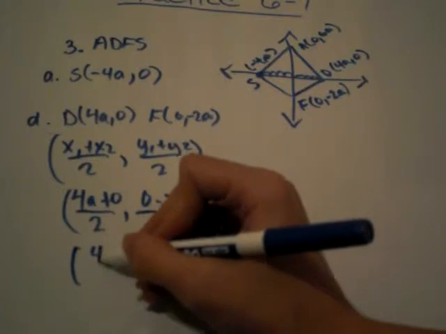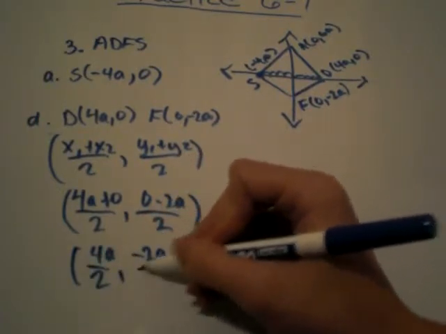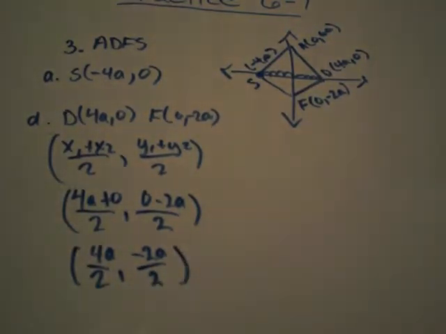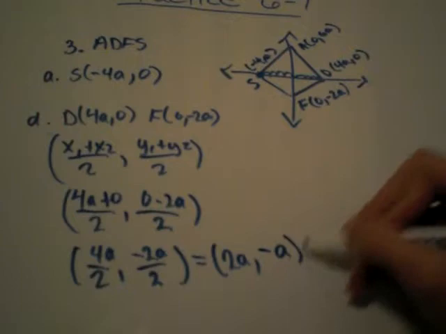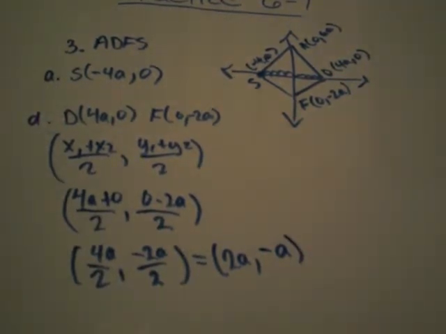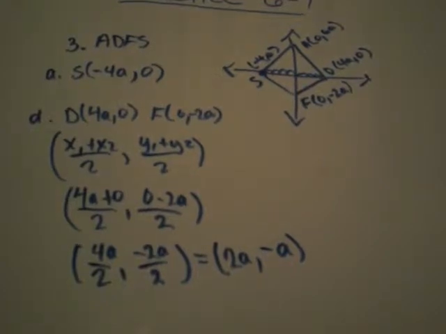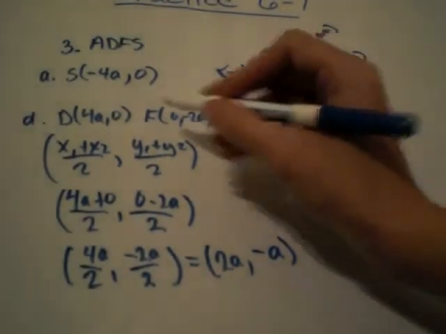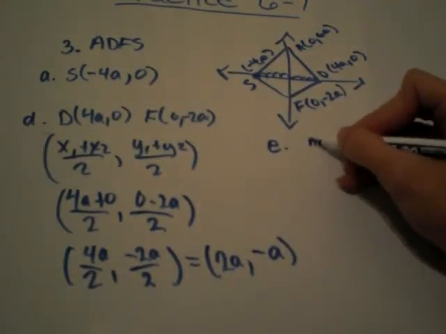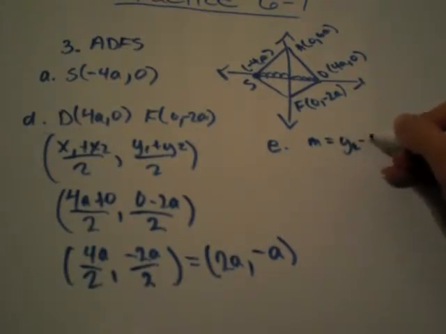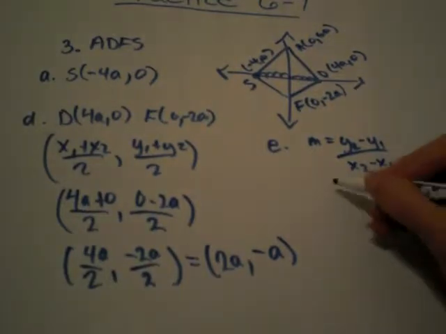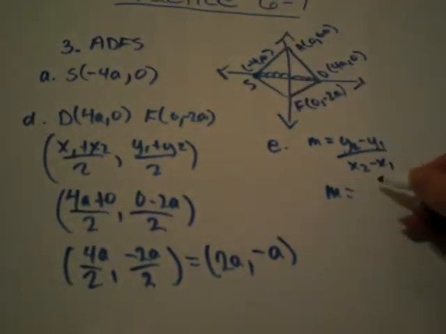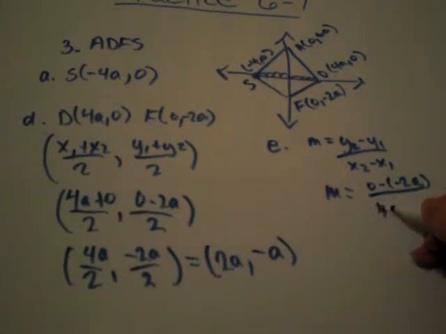And that reduces to 4a over 2, negative 2a over 2. And 4a over 2 is the same as 2a, just doing 4 divided by 2, and this will be negative a. Negative 2 over 2 reduces to negative 1. Okay, so there's our midpoint: positive 2a, negative a for the y. For our slope for part E, we're using the same points, D and F, and we want to find a slope, which again is y2 minus y1 over x2 minus x1. So our slope is 0 minus negative 2a, again be careful of that negative, over 4a minus 0.